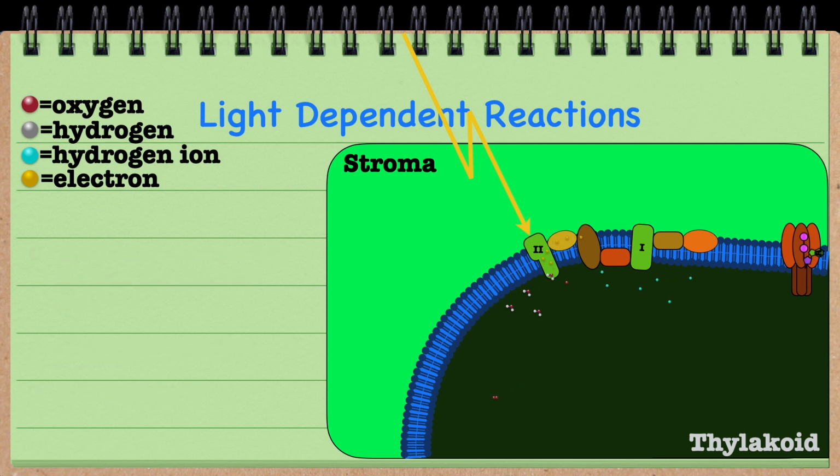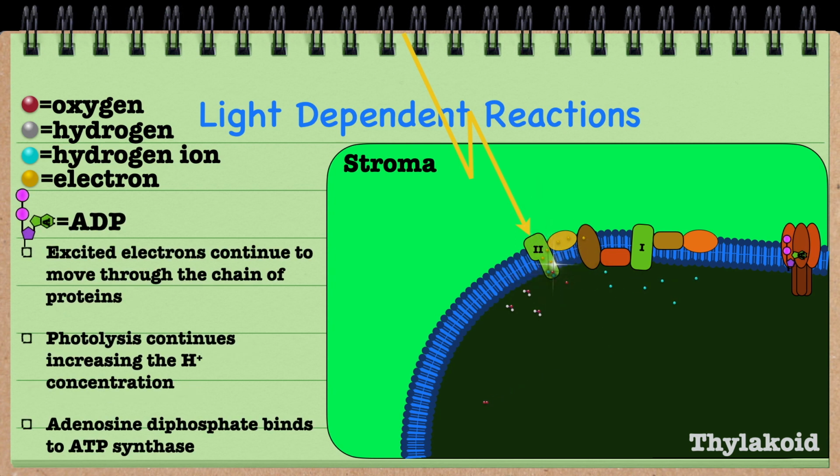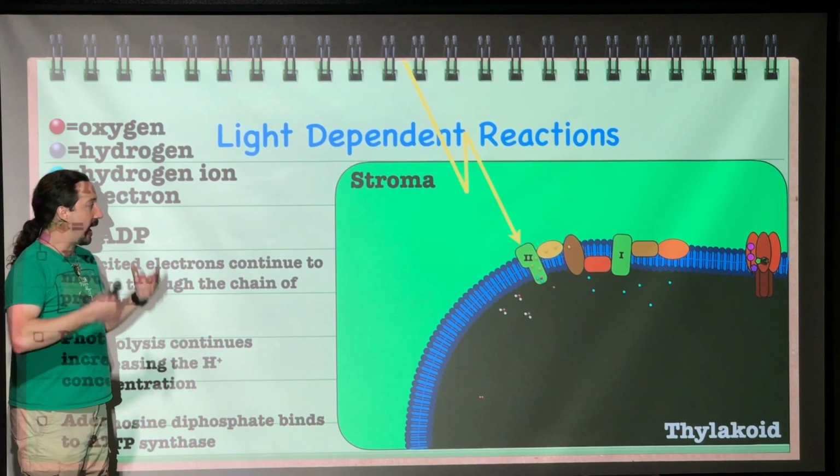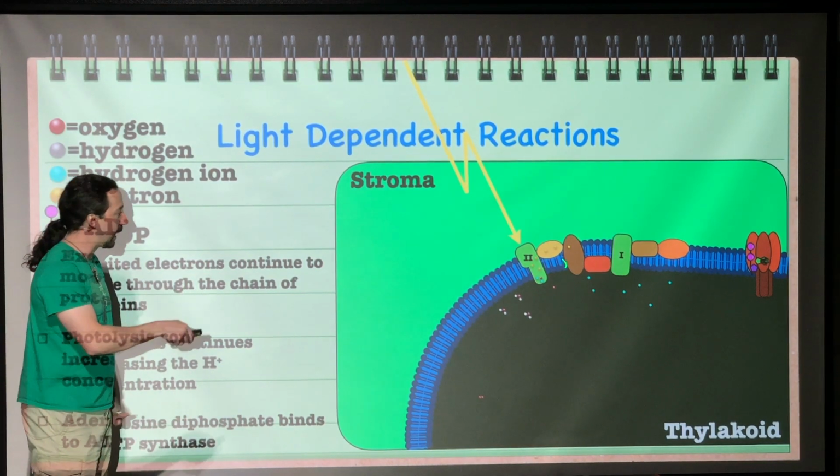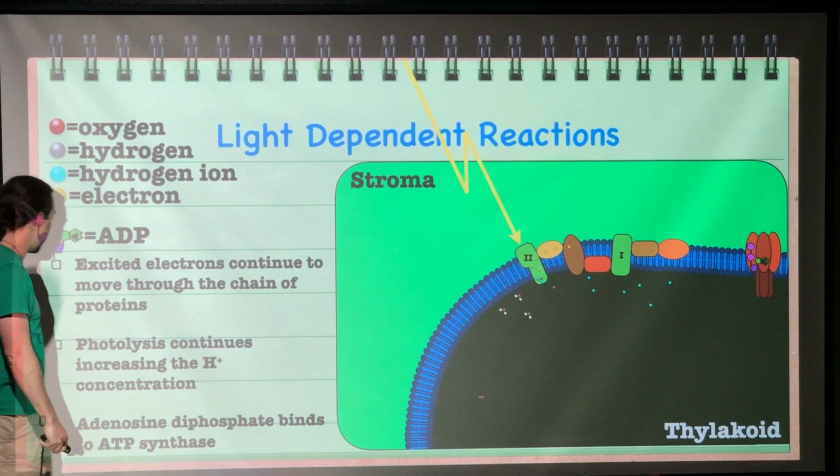As the light just continuously is hitting photosystem II, water will continuously get broken, and that will release more oxygen gas, and that will produce more hydrogen ions, and that will build more of our electrons in our electron transport chain.